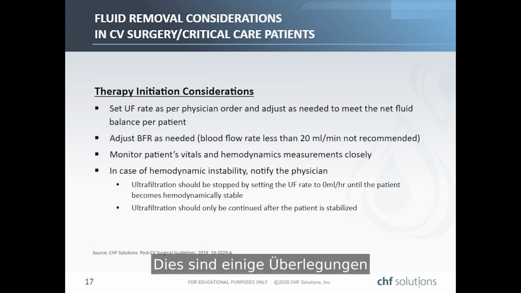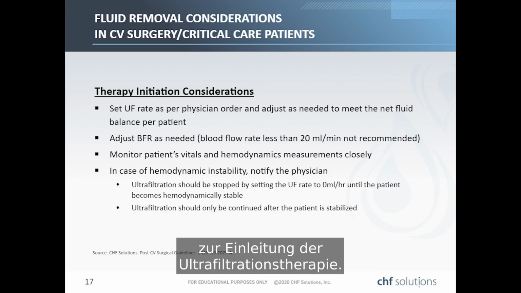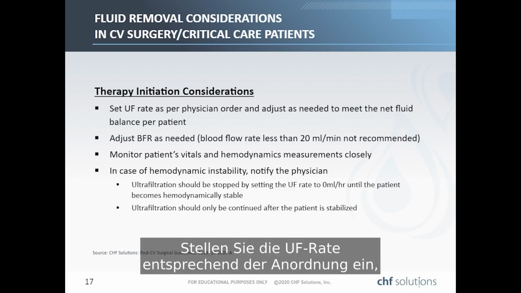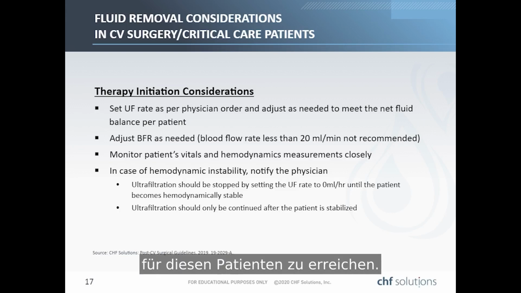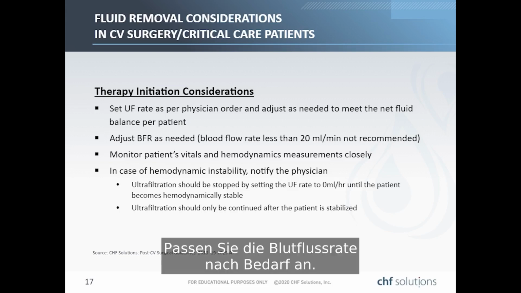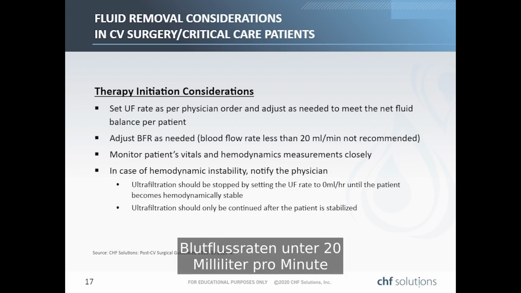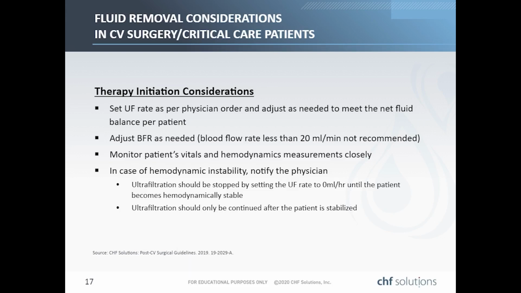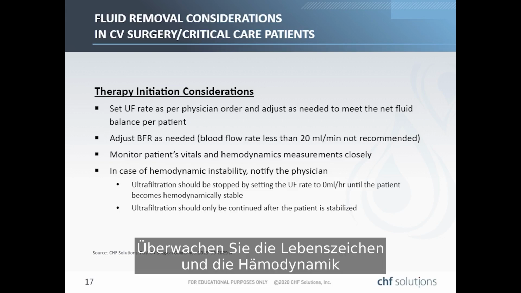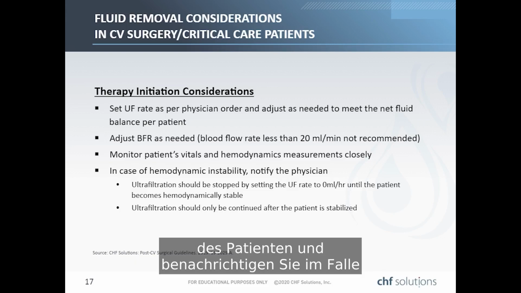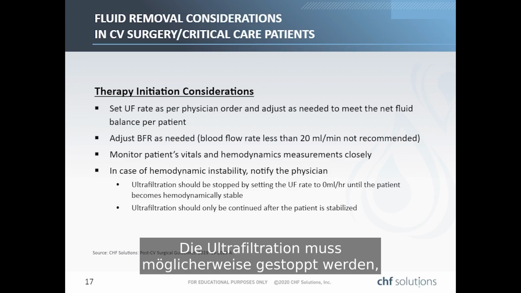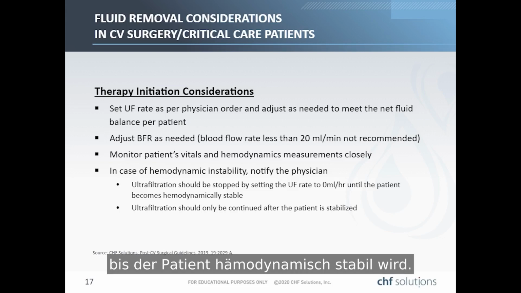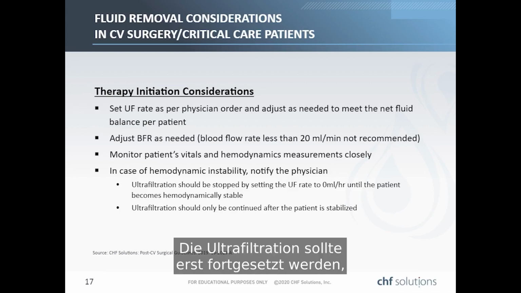These are some considerations for initiating ultrafiltration therapy. Set the UF rate as per the physician order, but it may be adjusted as needed throughout therapy to meet the desired fluid balance for that patient. Adjust the blood flow rate as needed. Blood flow rates below 20 milliliters per minute are not recommended. Monitor the patient's vital signs and hemodynamics, and in the case of hemodynamic instability, notify the physician. Ultrafiltration may need to be stopped by setting the UF rate to 0 until the patient becomes hemodynamically stable. Ultrafiltration should only be continued after the patient has been stabilized.